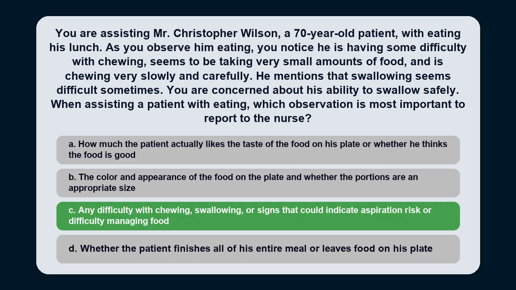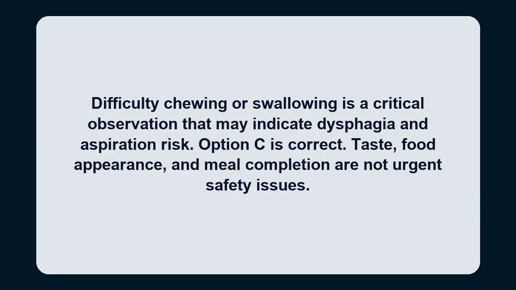The answer is C. Difficulty chewing or swallowing is a critical observation that may indicate dysphagia and aspiration risk. Option C is correct. Taste, food appearance, and meal completion are not urgent safety issues.